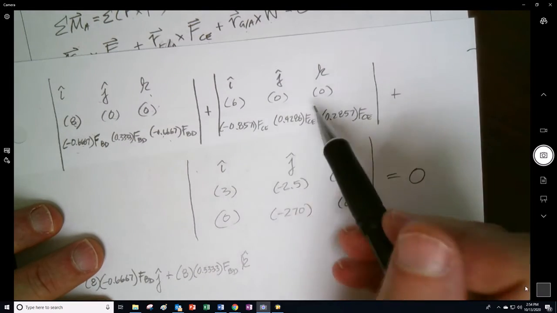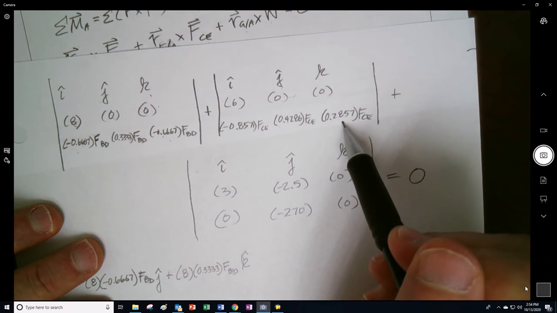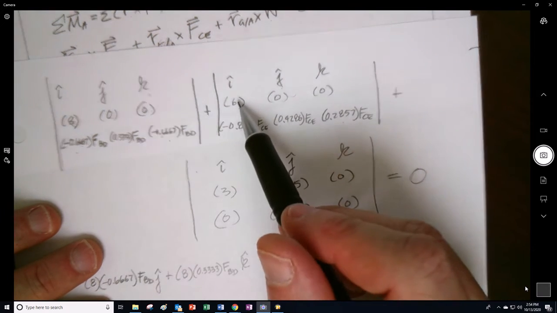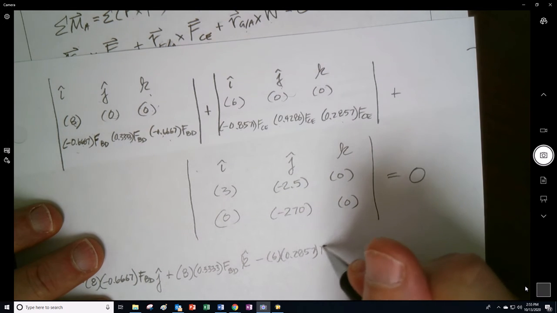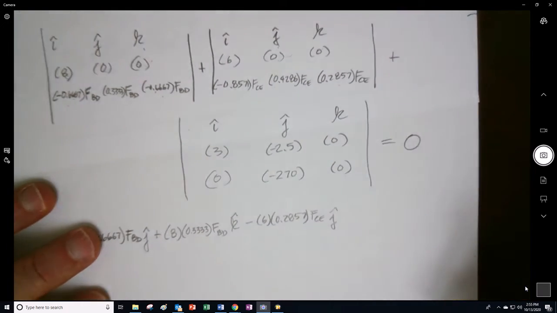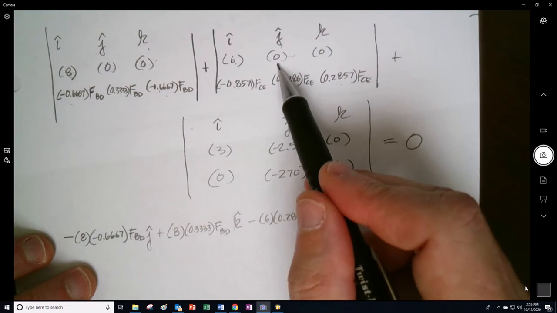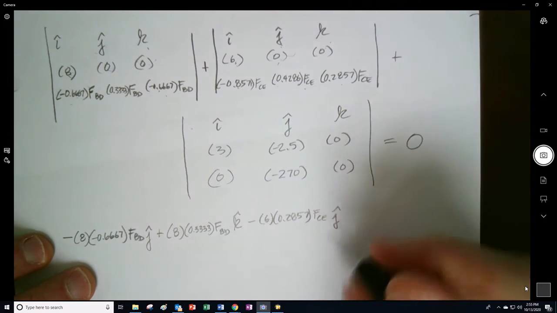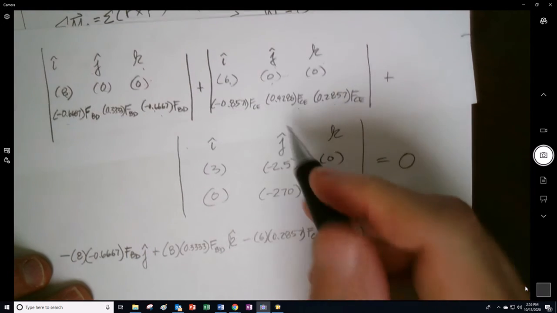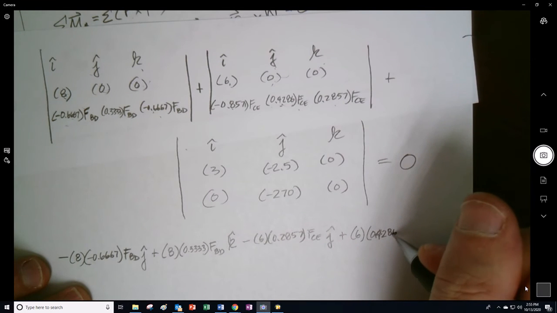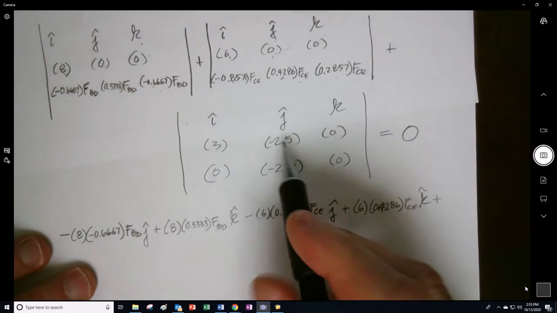Going to the next one, I is once again 0. For J, it's 6 times this minus this times this, but remember for the J it's negative, so it's negative 6 times 0.2857 FCE J. Now for the K, it goes 6 times this minus 0 times this, so it's just 6 times this times K. So plus 6 times 0.4286 FCE times K, right? But we got to keep going. We got one more to do here.